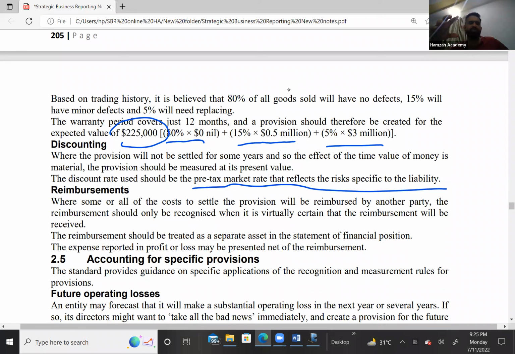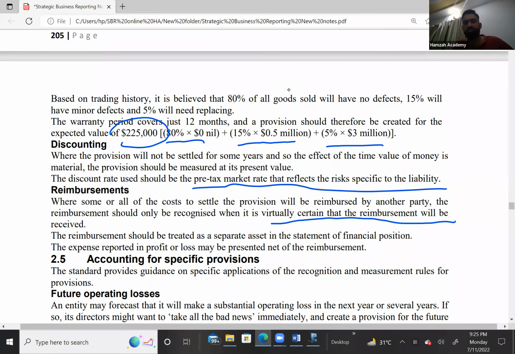Reimbursement means that sometimes the expenses, for example, the warranty expenses, have been insured by the insurance company or by the manufacturer. So if you incur any warranty expense or any provision expense, you will get reimbursed. If there is any reimbursement on a provision, that reimbursement can only be recognized if it is virtually certain that the expense will be reimbursed.